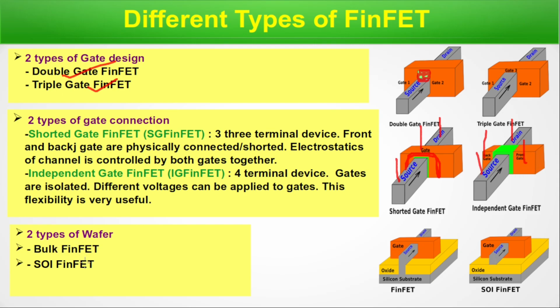Depending on the wafer, there are two types: bulk FinFET and SOI FinFET. Bulk FinFET has a silicon substrate, and on that the fin is built. In SOI FinFET, there is a silicon substrate, then oxide. This oxide is the buried oxide layer, and on that the fin is built. That is SOI FinFET. These are the classifications of FinFET. So we are done with this slide. We will move to the next slide.